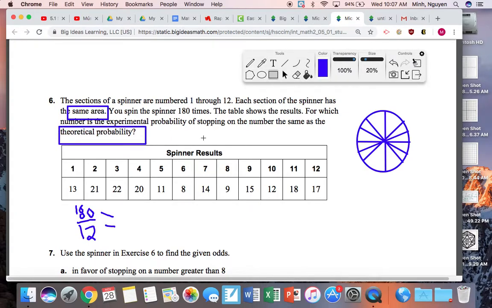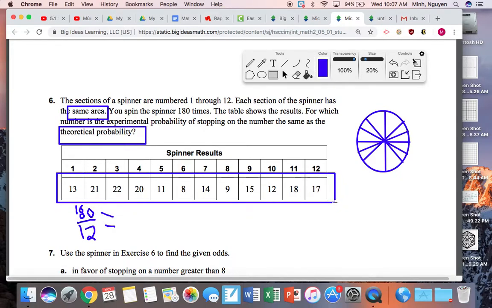Whatever you get. For which number is the experimental probability? So they spun it 180 times, and this is what actually happened. So which one of these results lines up with what we expect? You got to answer that. You got to figure out 1 through 12, which one has a result that lines up with what we expect.